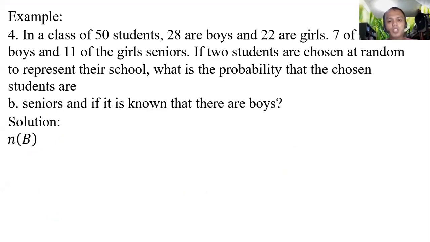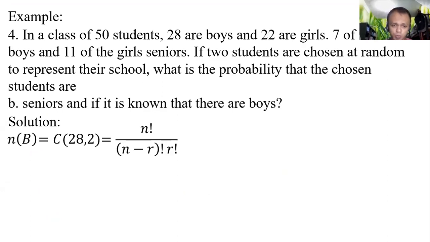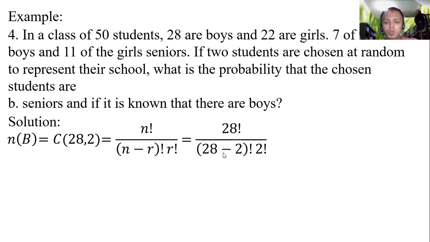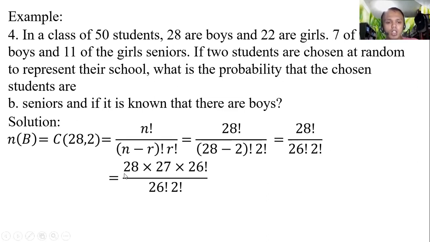Okay? For boys naman, no, kasi yung boys natin dito magiging denominator yan. So we need to find out what is the number of event for boys. So we're gonna use here the combination of 28 and 2. Substitute your N to 28, no, and then your R to 2. 28 minus 2 is 26. Now expand natin. 28 factorial over 26 factorial times 2 factorial. Cancel out natin 26 factorial. Then we have 28 times 27 is equal to 756 divided by 2 is equal to 378.